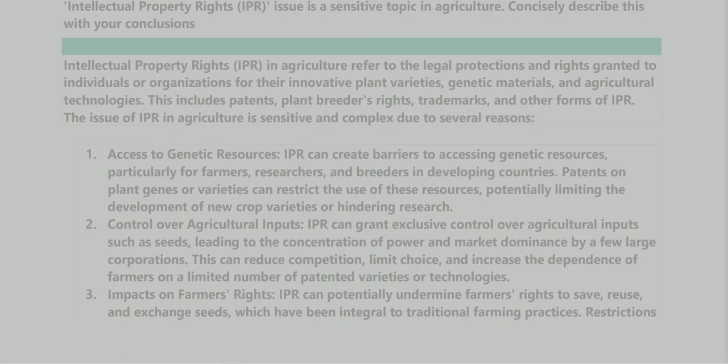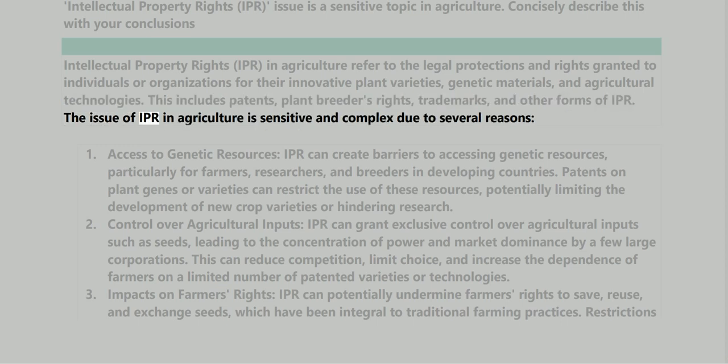Intellectual property rights, IPR, issue is a sensitive topic in agriculture. Concisely describe this with your conclusions. Intellectual property rights, IPR, in agriculture refer to the legal protections and rights granted to individuals or organizations for their innovative plant varieties, genetic materials, and agricultural technologies. This includes patents, plant breeders' rights, trademarks, and other forms of IPR.